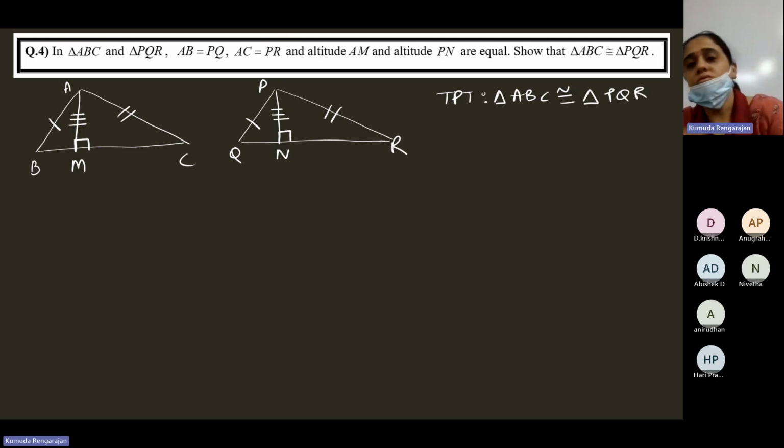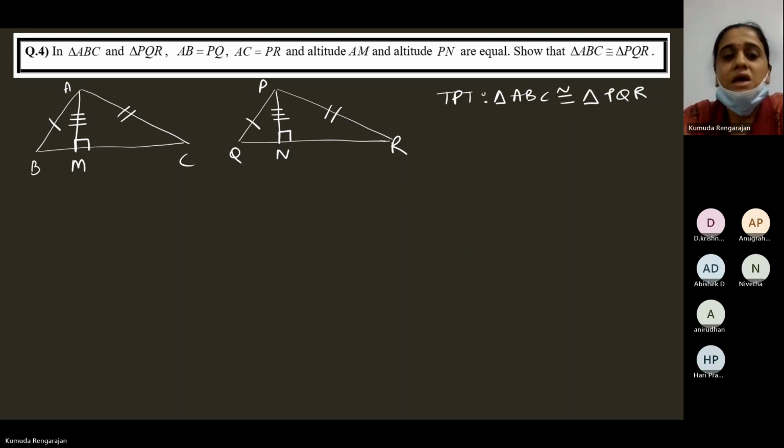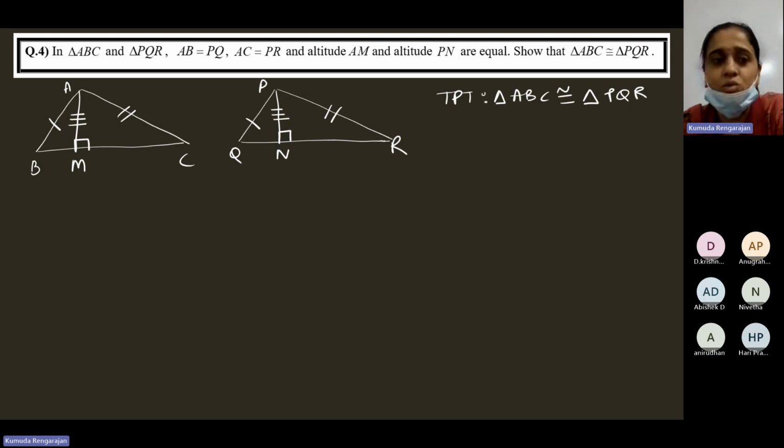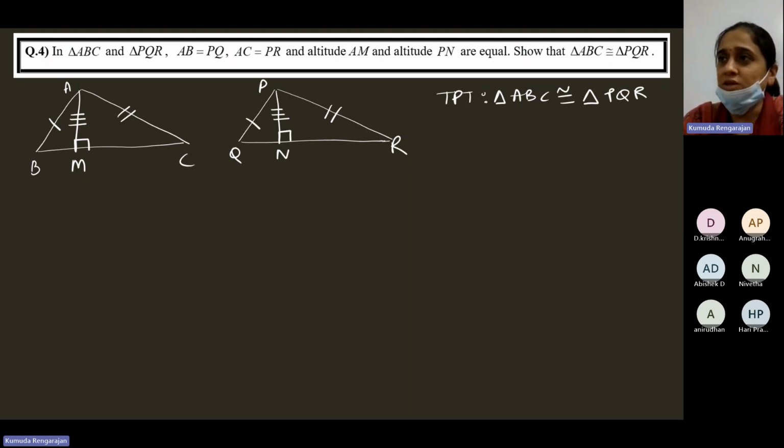Okay. Now, do we have only two pairs of equalities, right? To show that ABC is congruent to PQR, AM is equal to PN, we cannot use. AM and PN are not the sides of ABC and PQR. So that's given, but we cannot use that as an equality. We have only two. Side AB is equal to side PQ, that we can use. And AC is equal to PR, that also we can use, because they are the sides of the triangles ABC and PQR. But AM is equal to PN, we cannot use. We can't write these three and say SSS.